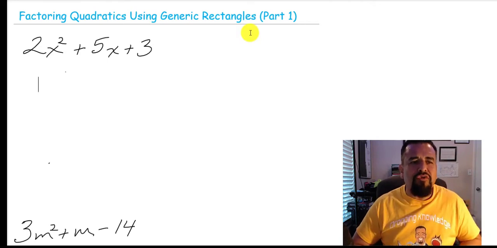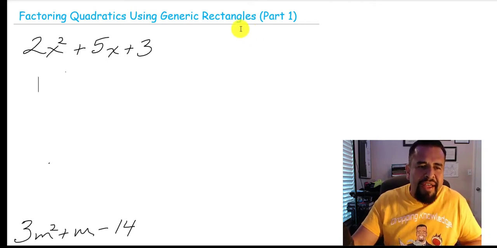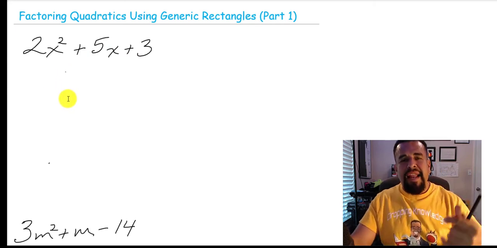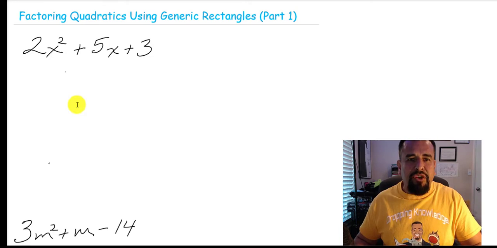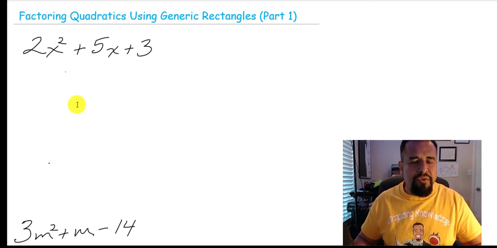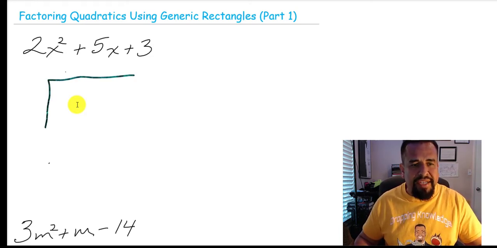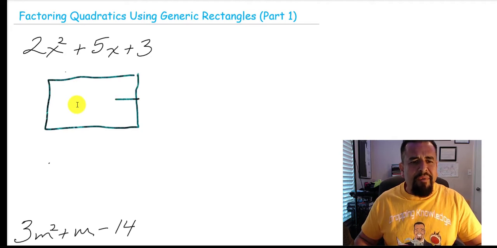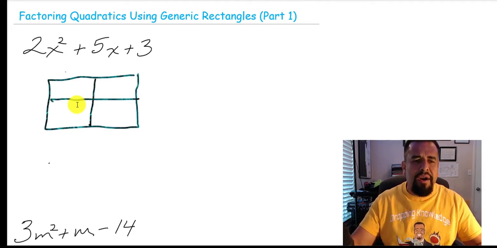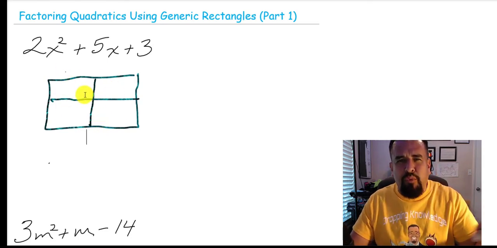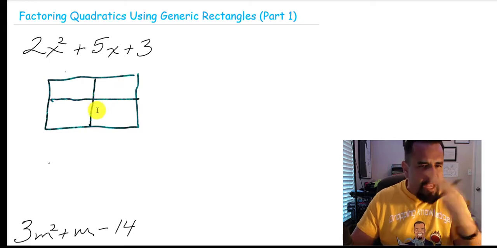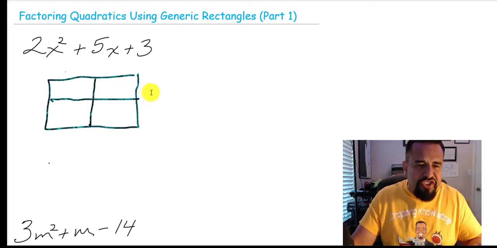So we got our first quadratic. We got 2x squared plus 5x plus 3. And I want to factor this. Now, pay attention here. I said we're going to do it using generic rectangles. So let's go ahead and do that. I'm going to create a generic rectangle, right? Generic rectangle just means that it's not drawn to size. Like each square that's here in the box, they're not drawn to size just because one number inside is bigger than the other. It doesn't matter. So it's just generic.